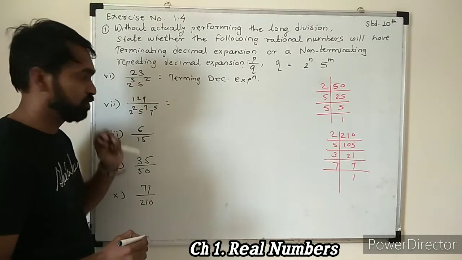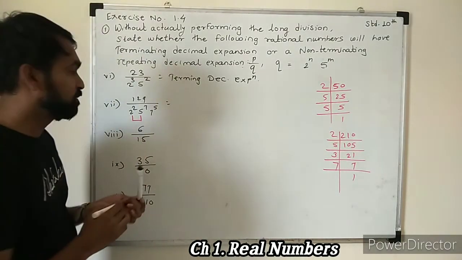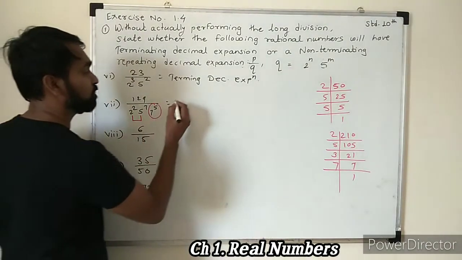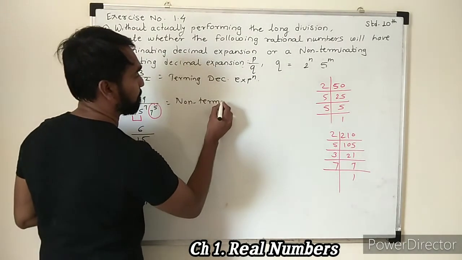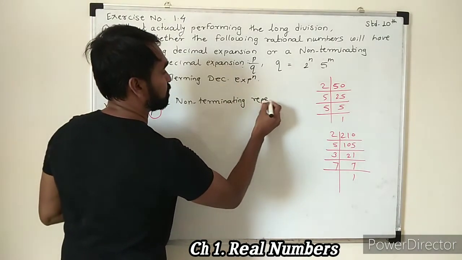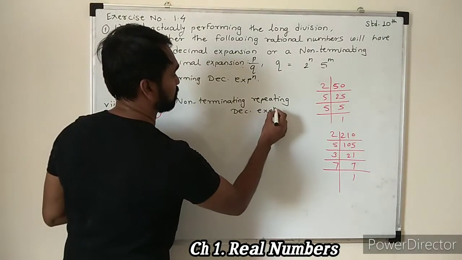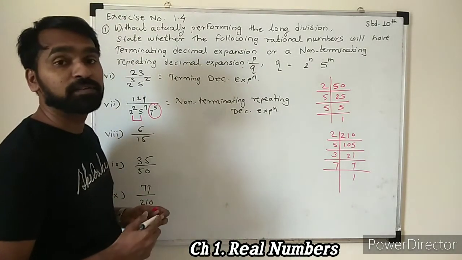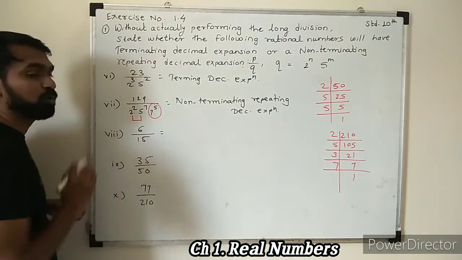Right? Now see 7 number example, 129 upon 2 raised to 2, that is 2 square, 5 raised to 7, 7 raised to 5. Here, is it okay for the 2 and 5 in the form, right? But here one more number is there, that is 7 raised to 5. So here, therefore, non-terminating repeating decimal expansion. Okay, because here one other number is there, that is 7 raised to 5.